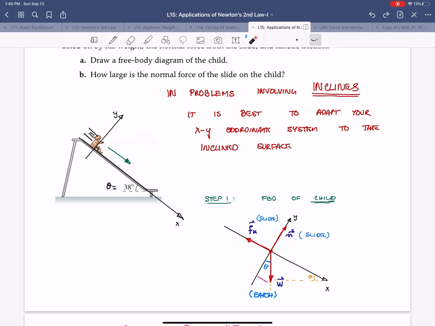But by choosing our axis this way, we can immediately argue that the y component of the acceleration is 0, so all we need to figure out is the x component of the acceleration, which is down the incline.